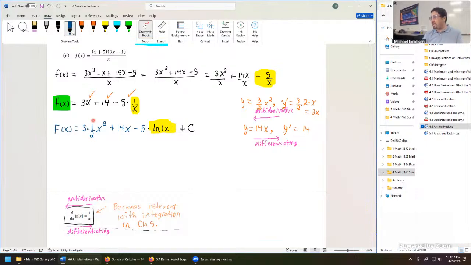The standard way we would write this is f of x is 3/2 x squared plus 14x minus 5 times natural log absolute value of x plus a constant. That was not a big simplification, to be honest. So if you left it in this form, I'm not going to be that super picky. But this would be the standard form that we would typically write it in. Faster to type into WebAssign as well. Well, that's our part A down.